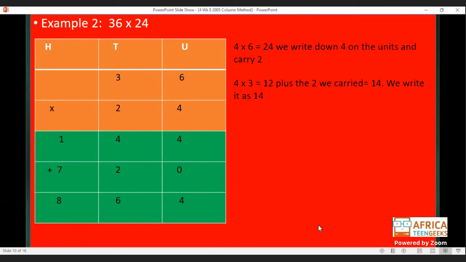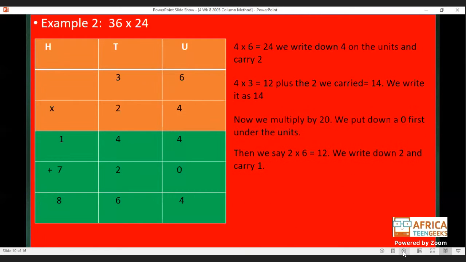So we write down 2 and we carry 1. So you carry 1, now it's only 1 finger that is up, right? And then we say 3 multiplied by 2 is 6, plus my 1 finger that is up is 7, right? And then you write the 7. Then we can add, so you say 4 plus 0, it gives us 4, and then 4 plus 2, it gives us 6, and then 1 plus 7, it gives us 8. So that is how we do.